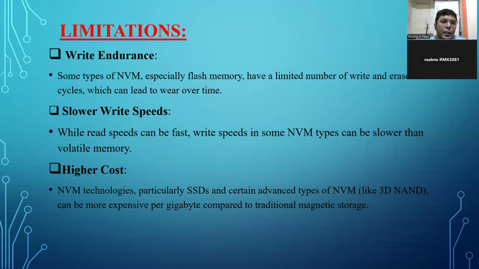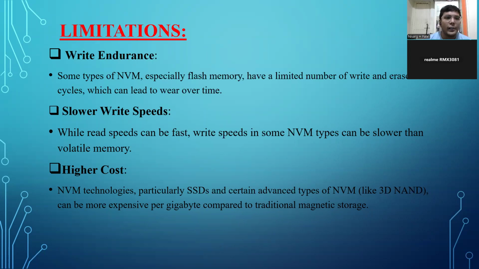Limitations: write endurance. Some types of NVM, especially flash memory, have a limited number of write and erase cycles, which can lead to wear over time. In this, write and erase cycles are limited. That means we can write to it only a particular number of times. After that, we are not going to be able to write to it.